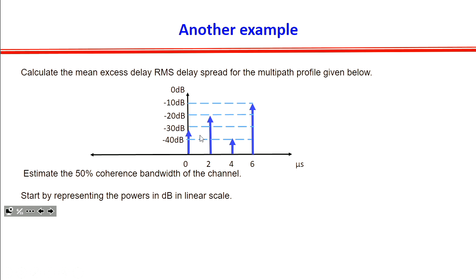The second path is after 2 microsecond delay. And that's arriving at minus 20 dB. So it's slightly higher. Is that a possibility? Is that realistic? The path that is arriving later is having a higher power level compared to the path that arrived earlier. Is it possible? What could be the reason for that?